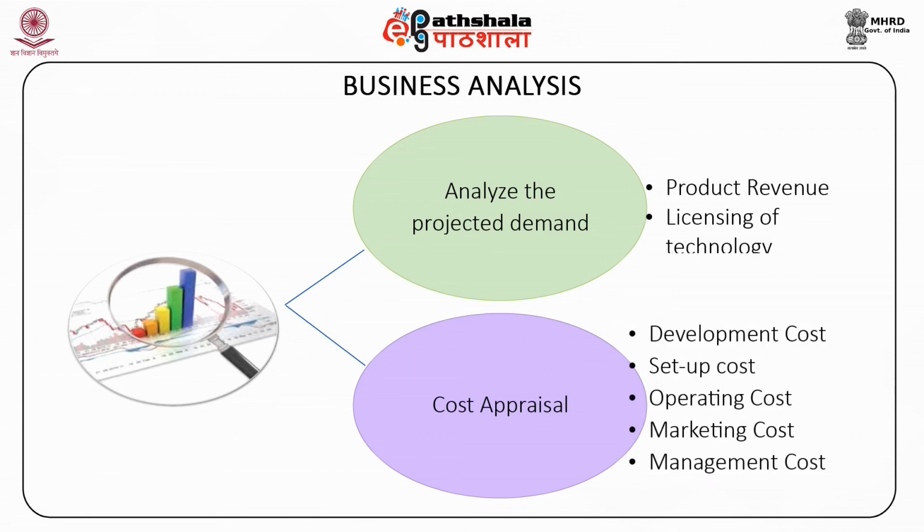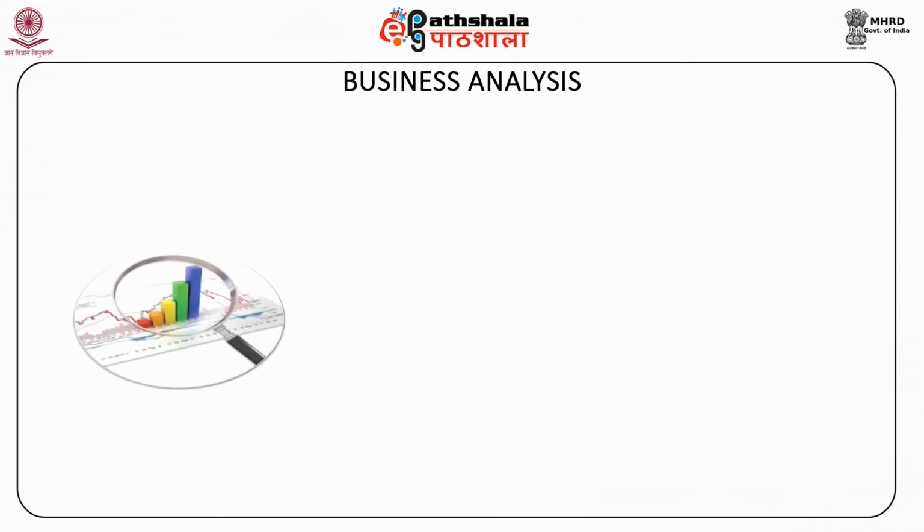Expected development cost, including both technical and marketing R&D. Expected setup costs: production, equipment, distribution. Operating costs that account for possible economies of scale and learning curves. Marketing costs, especially promotional and distribution. Management costs. Based on these costs, the business analysis stage will estimate the likely selling price.